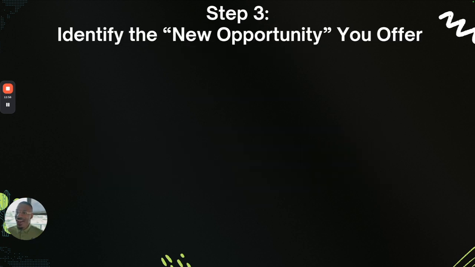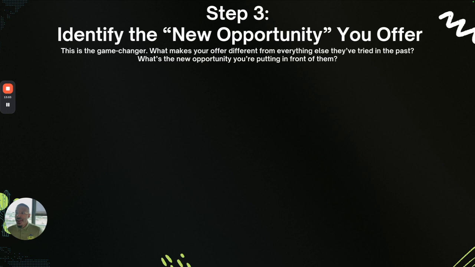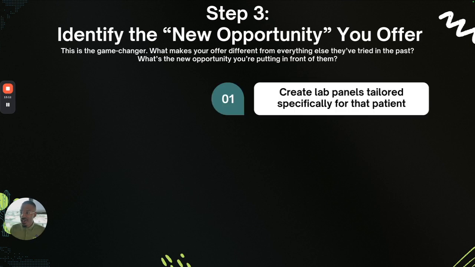All right, next is going to be step 3, identify the new opportunity, which is what you offer, okay? This is going to be the game changer, and this is what makes your offer different from everything else they've tried in the past. So what's the new opportunity you're putting in front of these patients? For instance, we're going to be creating lab panels tailored specifically for that patient. So this is why you need to know your niche. This is why you need to have a niche with your mobile phlebotomy business, because now you're going to make lab tests and lab panels specifically for those patients you're focusing on, based on the niche that you're specializing in, okay?